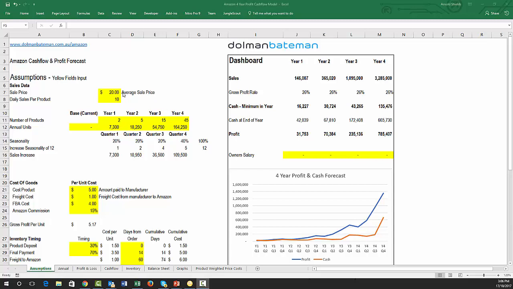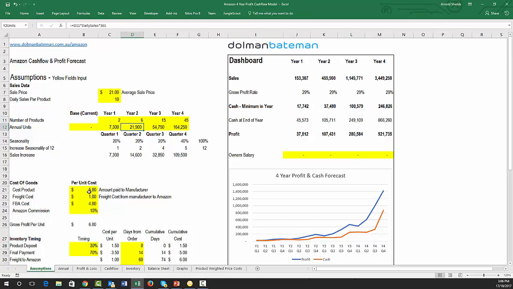So in the first instance, we can adjust the daily sales price, the average price of your product. We can increase it to, say, $21 from $20, and it will change the numbers along here, change the gross profit rate, etc. We can also change the number of products we're going to have. We've got a simple daily sales per product, so we can change that. So we can say, okay, we're going to launch 6 products a year.